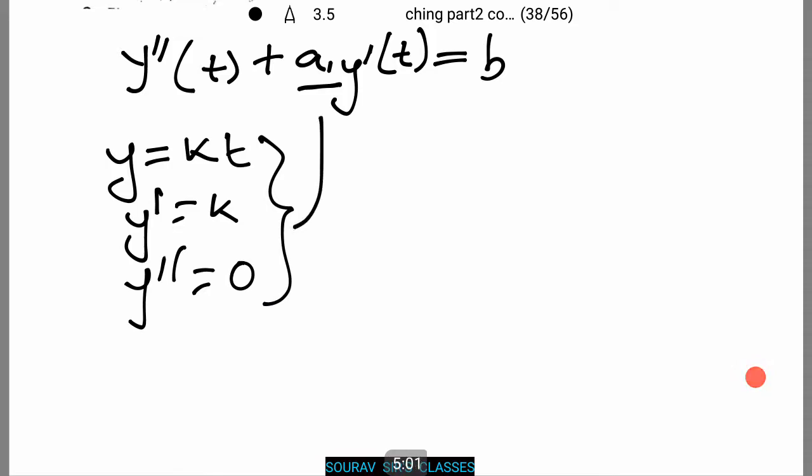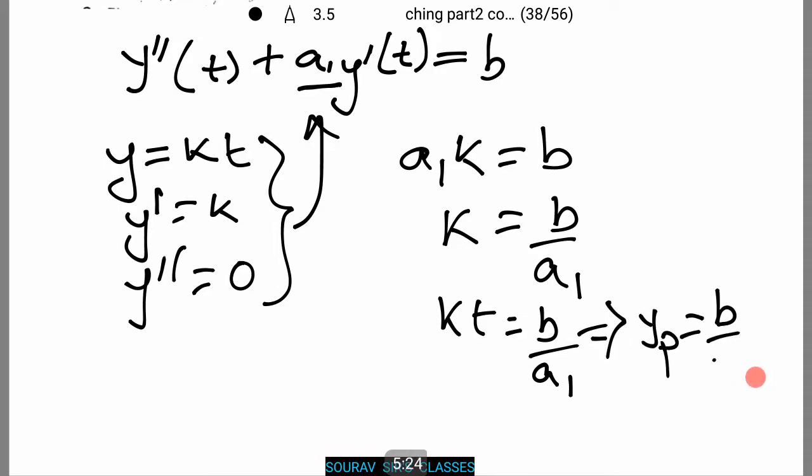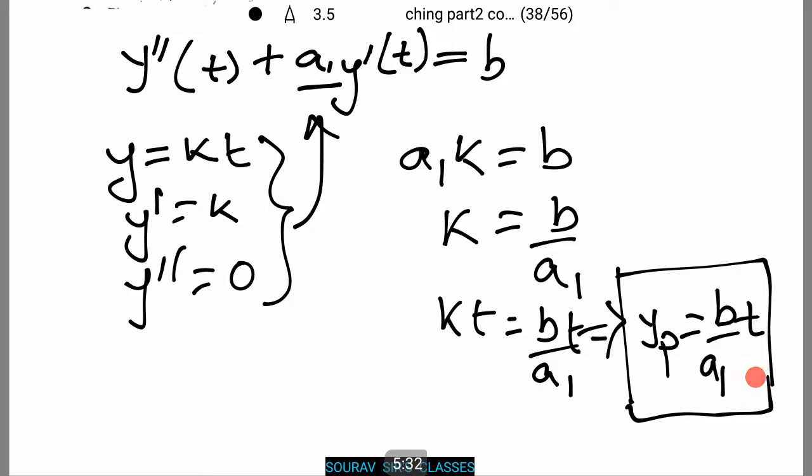Upon substitution we will get a1k equals b. Thus k equals b by a1. Similarly, we will multiply t on both sides, giving us kt equals b by a1 times t, or yp equals b by a1 into t. And this is the rule that we will follow in cases where a2 is equal to 0. Let's solve another question.